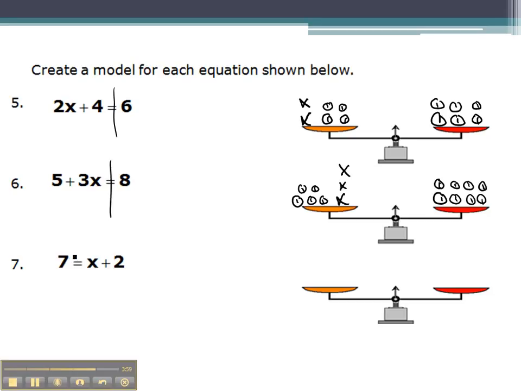On problem 7 we have 7 equals x plus 2, so on the left side of the equation we have 7, show 7 1's. And on the right side we have x plus 2, so there's 1x plus 2.